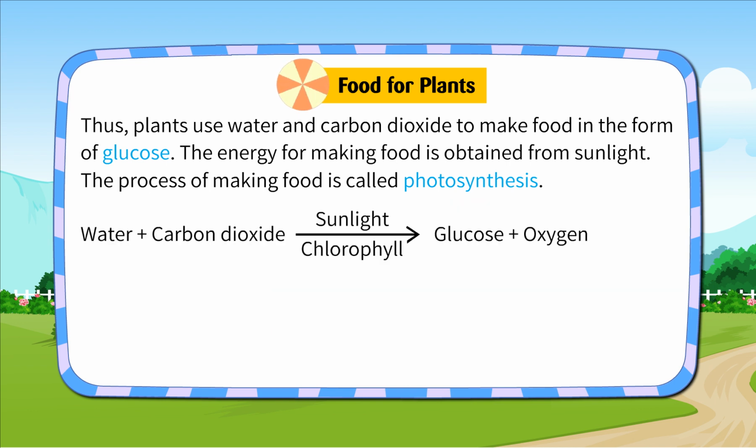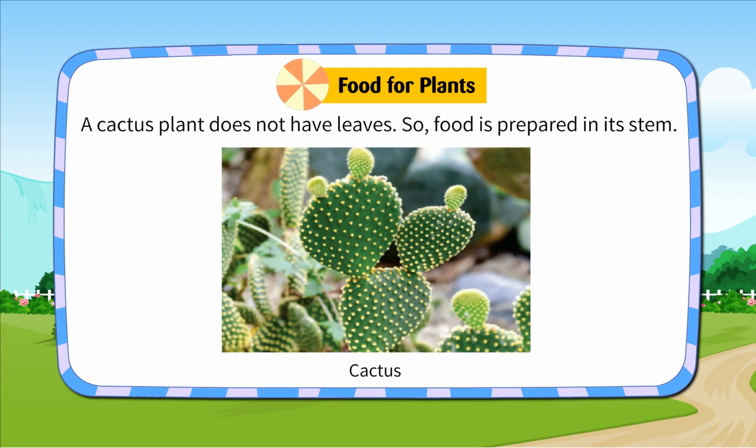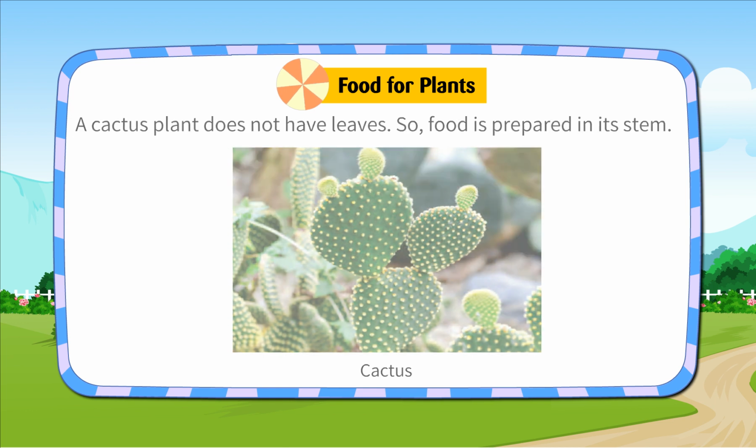Water plus carbon dioxide, in the presence of sunlight and chlorophyll, will release glucose plus oxygen. Green leaves are called food factories or kitchens of plants. Therefore, only plants that contain chlorophyll can make their own food. Plants are called producers or autotrophs as they produce their own food. A cactus plant does not have leaves, so food is prepared in its stem.